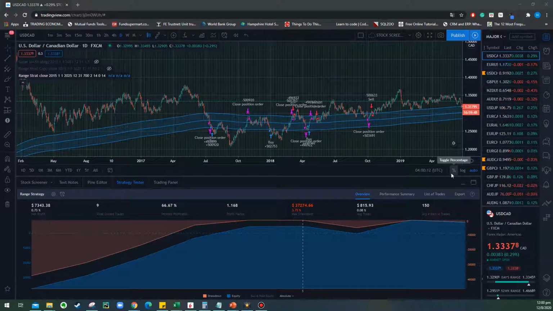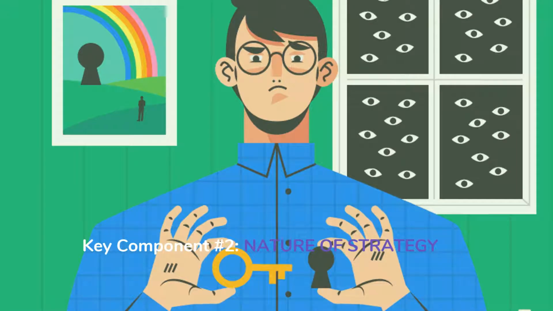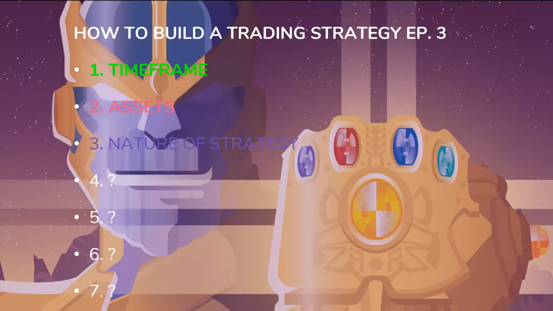As we can see, this strategy works extremely well in most currency pairs, with a high win rate, low drawdown, and good return. The nature of your strategy and asset is key for developing a profitable strategy. Only when you apply the correct strategy on the right assets that match in their behavior can you produce good results.